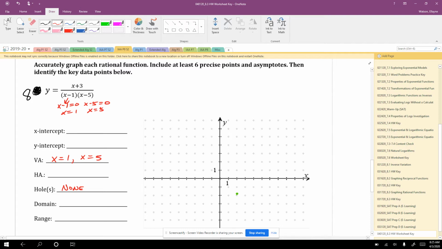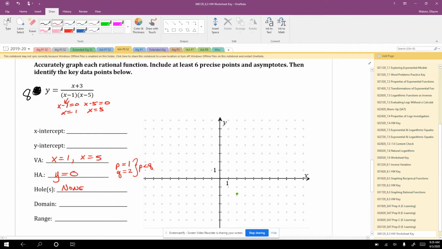For your horizontal asymptote, you have to look at P and Q. P is equal to 1, the degree of the top. Q is equal to 2, because it's x squared, which means that P is less than Q. The rule is, if P is less than Q, then the horizontal asymptote is at y equals 0.